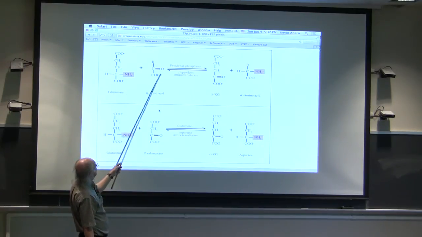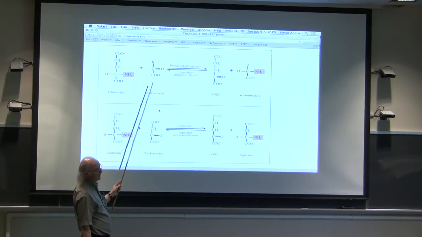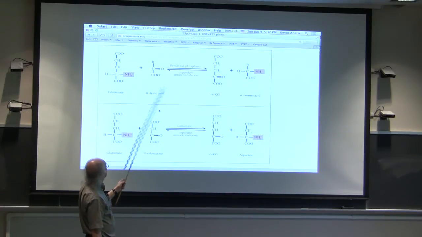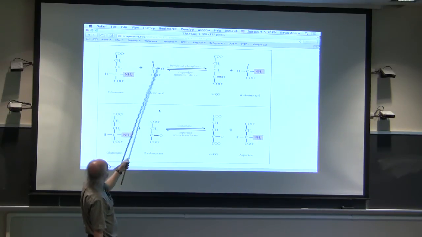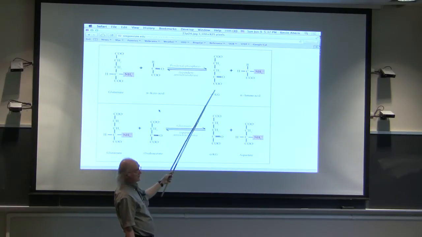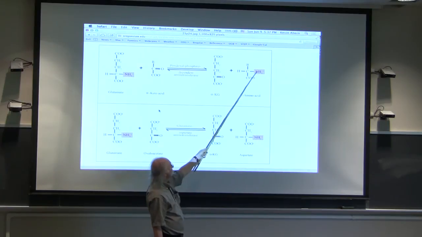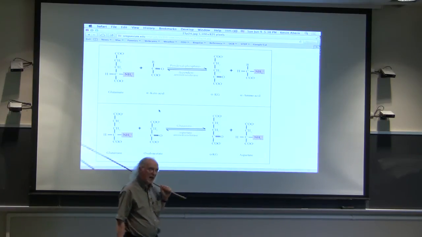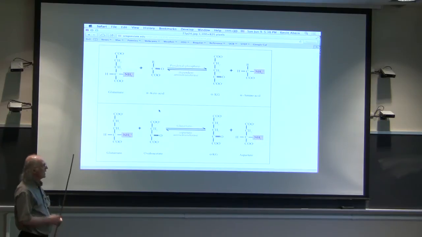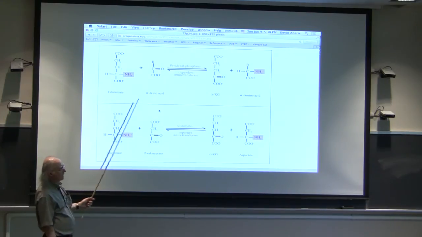The swap occurs between the nitrogen and the oxygen. So in this case, I've got glutamate and I've got an alpha-keto acid. I take off the nitrogen, I replace it with the oxygen. These two swap places. I end up with alpha-ketoglutarate and an alpha-amino acid. So that happens with every transamination that occurs.